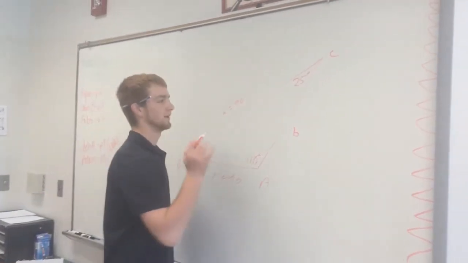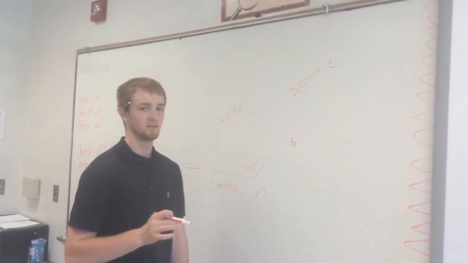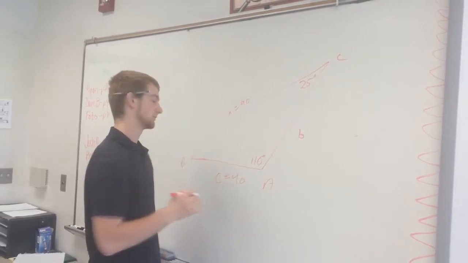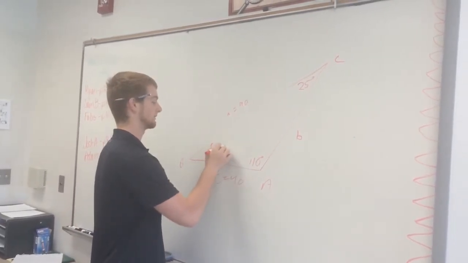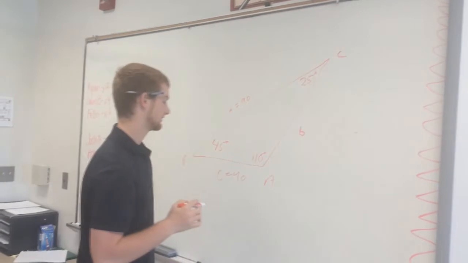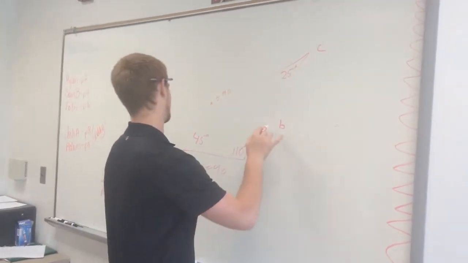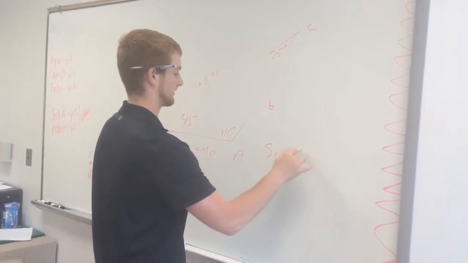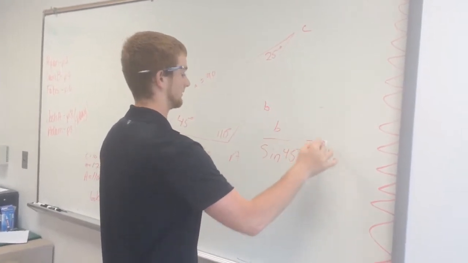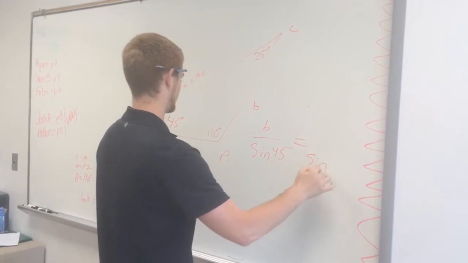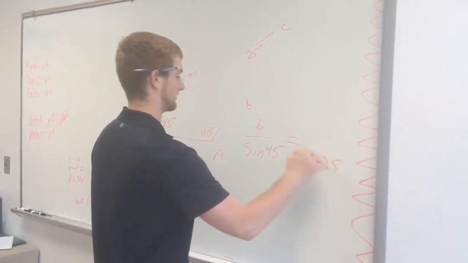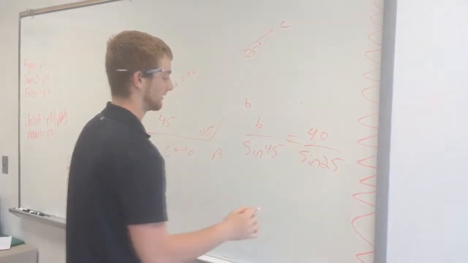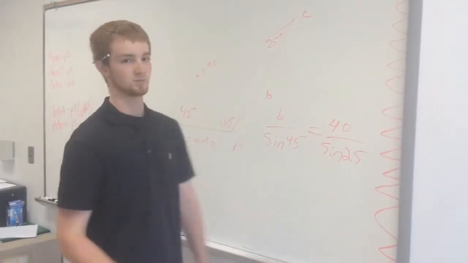Okay, so now that we have the two angles here, 25 and 110, that equals 135. Since there's 180 degrees in a triangle, you can subtract that and find this to be 45 degrees. And then you can use that to set up another equation with B in it, which you can set up like this: sine of 25 and 40. And you can find B that way.